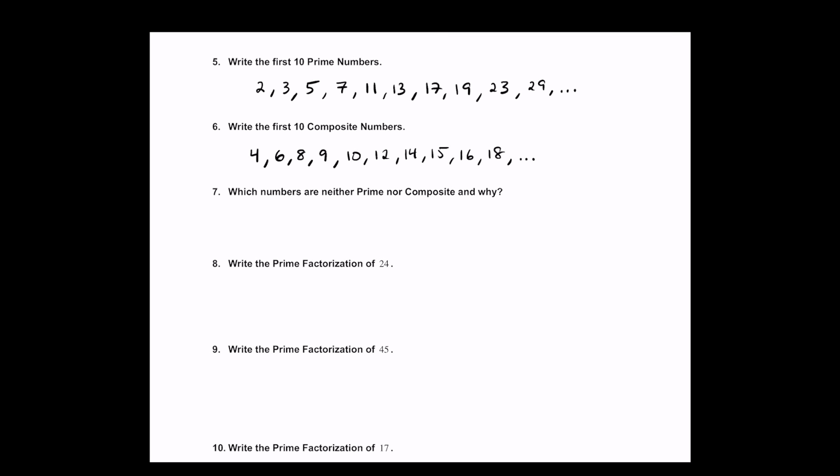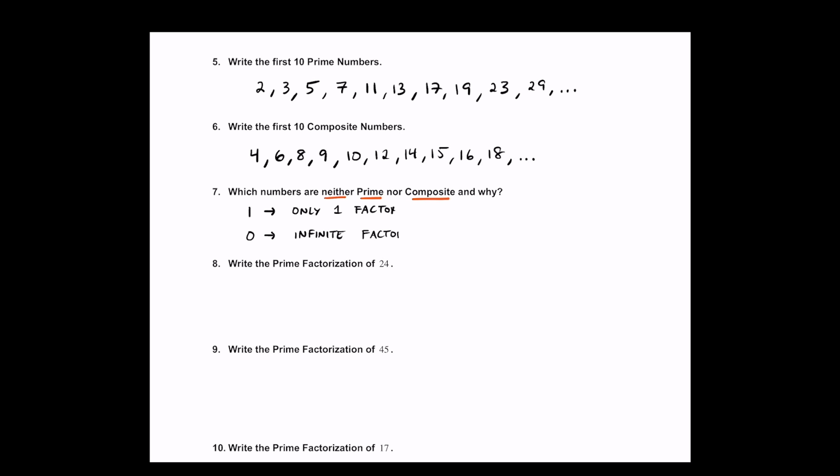So for number 7, it says which numbers are neither prime nor composite. There are 2 numbers that you want to be aware of. The number 1 is not prime nor composite, and it's because it has only 1 factor. Prime numbers have 2 factors, but the number 1 only has 1 factor, which makes it a little bit more unique. And the other number you want to be aware of is the number 0. The number 0 has infinite factors. Infinite.